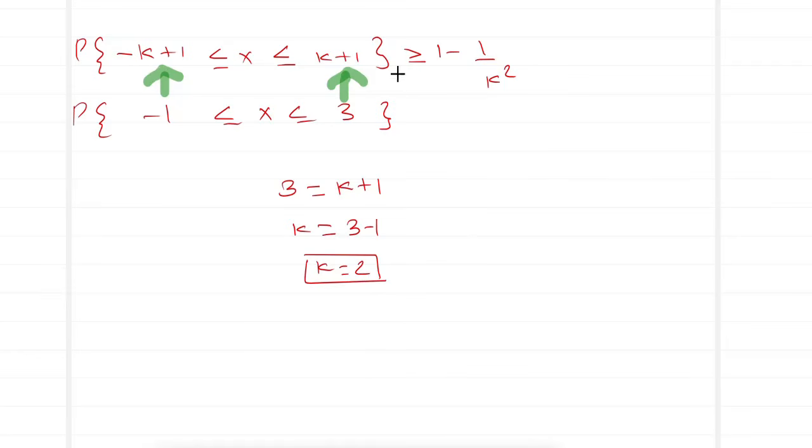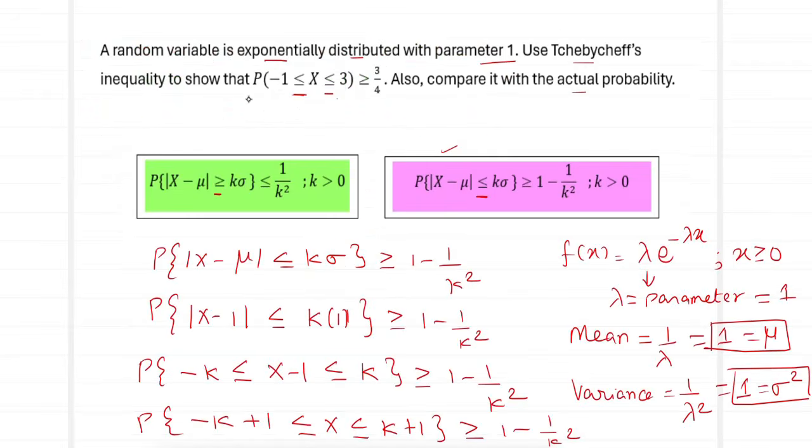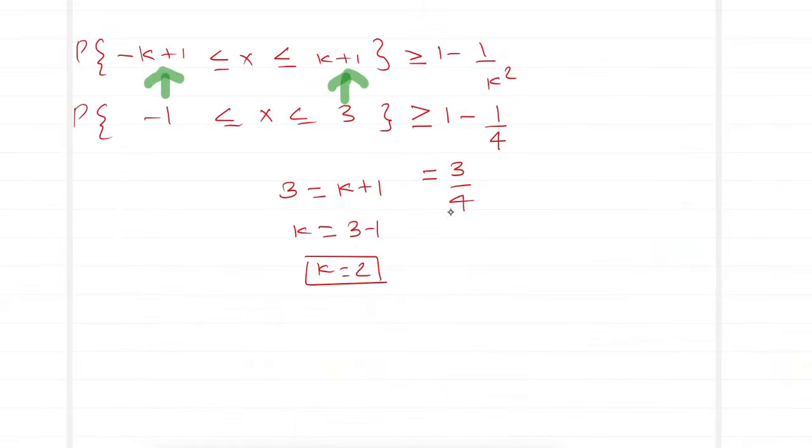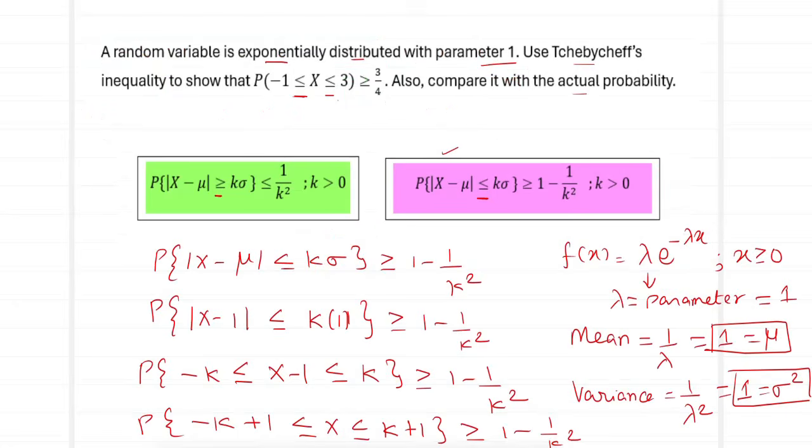When we substitute it over here, by the Tchebychev inequality, this has to be greater than or equal to 1 minus 1 by 2 square. So that is 1 minus 1 by 4. So this leads us to the answer 3 by 4. Hence, we have shown that probability of minus 1 less than x less than 3 is greater than 3 by 4, using Tchebychev's inequality.